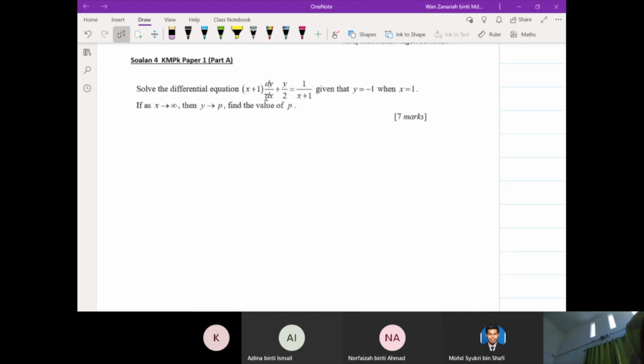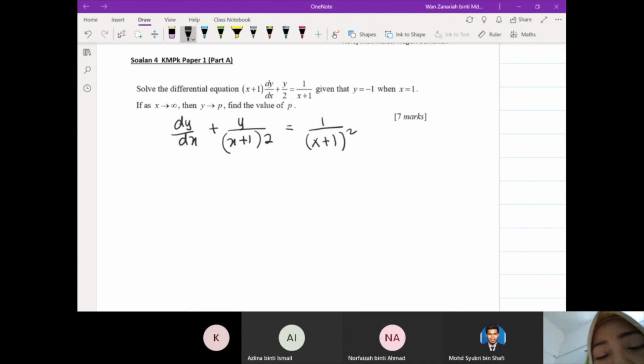Okay, so first step, dy over dx plus y over 2x plus 1 equals to 1 over x plus 1, to the power 2. Okay, alright, so obviously dari sini we will use the integrating factor because it is in the form of dy over dx plus P(x)y equals to Q(x). So we choose this question because some students integrate wrongly. Okay, later I will show you which part.